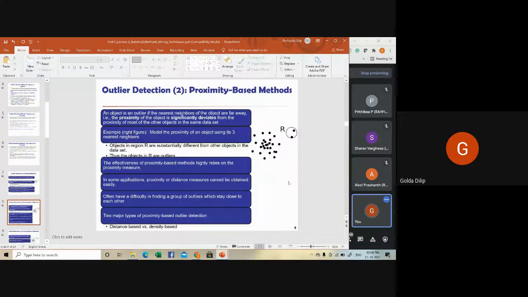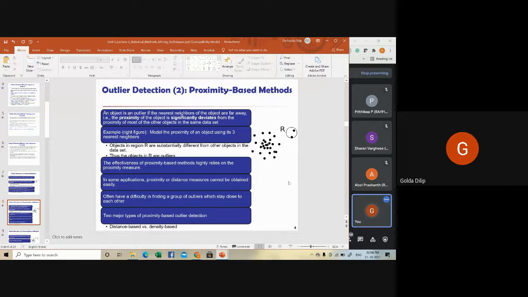The next is the proximity-based method. What is proximity? The nearness. An object is an outlier if the nearest neighbor of the object is far away. That is, the proximity of the object is significantly deviating from the proximity of most of the other objects in the same data set. That's when we call it an outlier. So that's what the proximity-based method is all about.